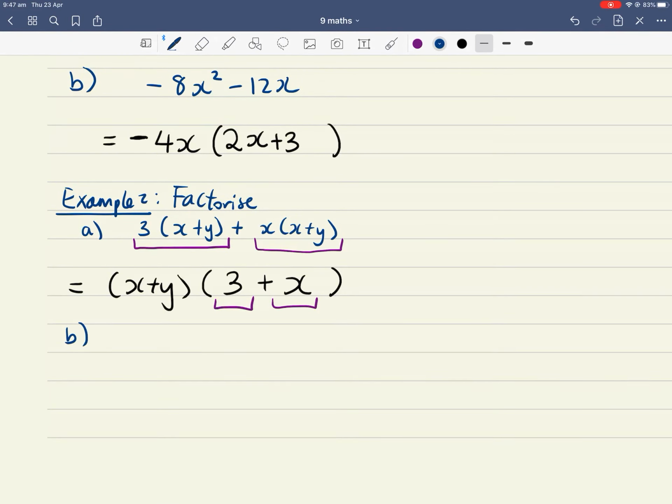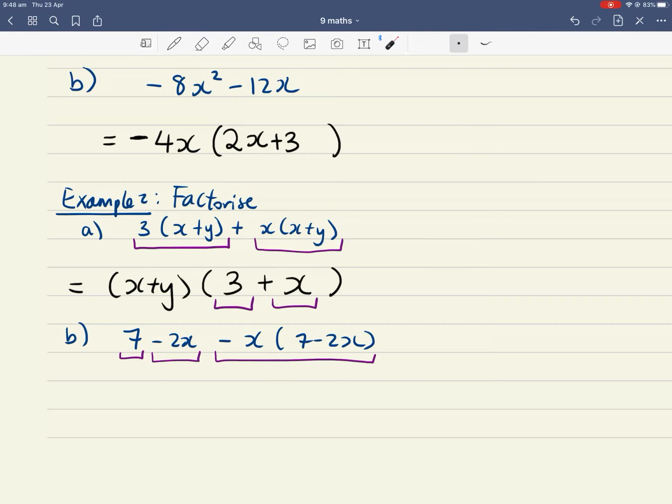So B, we have 7 minus 2x minus x lots of 7 minus 2x. Again, have a look at how many terms you've got. Technically, 7 is a term, and then minus 2x is a term, and then you have minus x lots of 7 minus 2x. So technically we have 3 terms here. If you try to compare each of these 3 terms, there's actually nothing in common, because the number 7 has no x's, whereas the other 2 have x's. There's no common factors between 2 and 7, so that's not good.